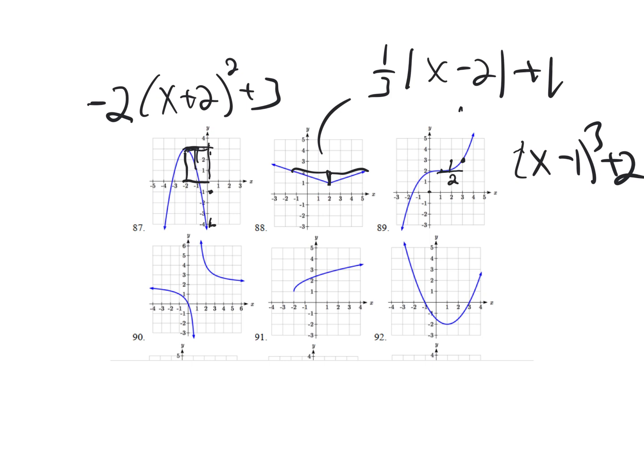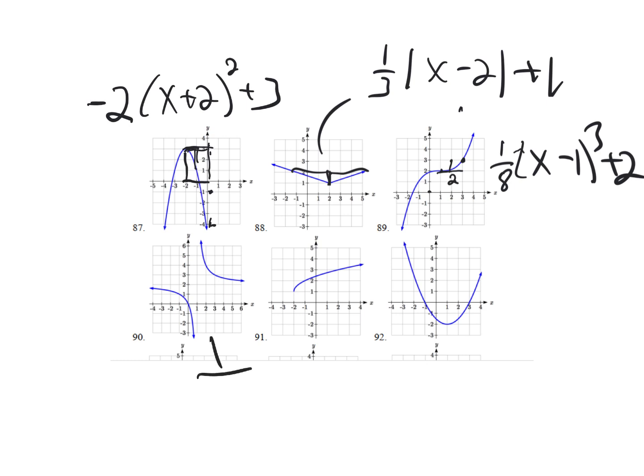In fact, you see how at 1, it's very small? I'm going to say it's 1/8, because it should be way up at 8 when x equals 3, but it's only at 1. So it's been a compression vertically.